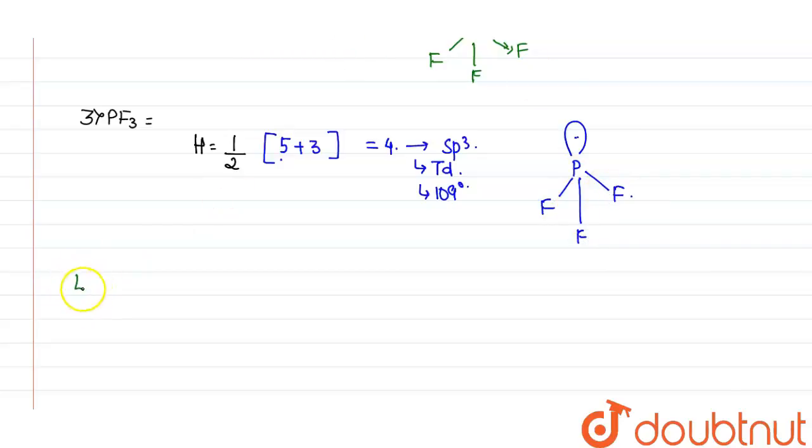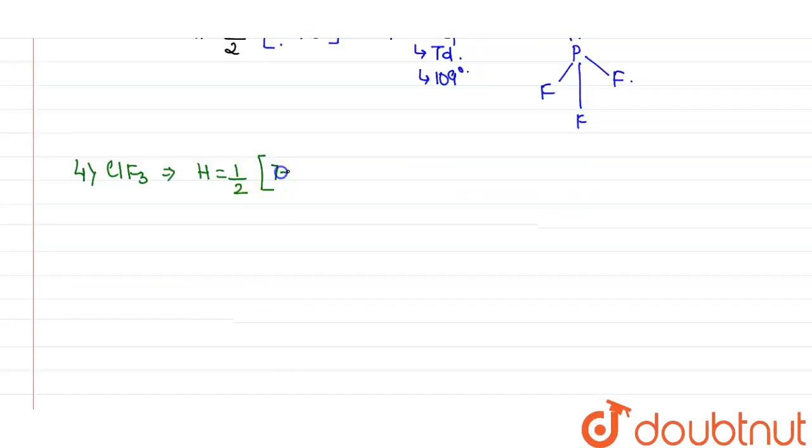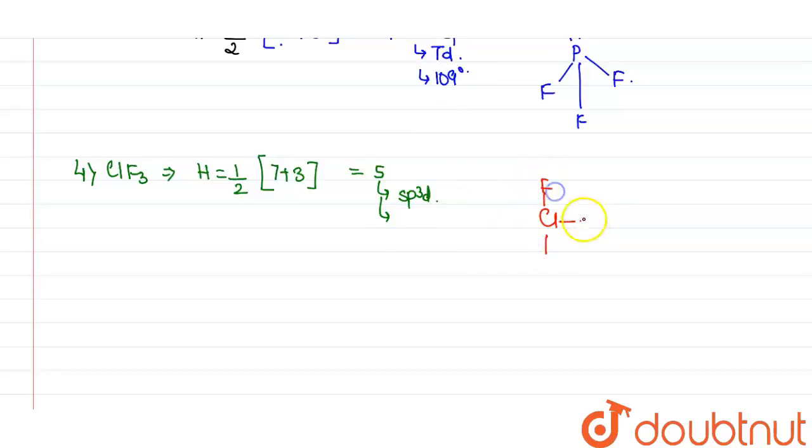So now the last one, ClF3. So first we'll be calculating the hybridization. So hybridization will be equal to half. So the number of valence electrons here is 7. So it will be 7 plus 3, 10 by 2, 5. So when the value is 5, it is sp3d hybridization. And the geometry is trigonal bipyramidal. So the structure will be like somewhat Cl, there are 3 bonds which will be like this, F present here, F present here, F present here. And the lone pairs will be present here. So as we can see, this shape is T shape. And the bond angle here is 90 degrees.